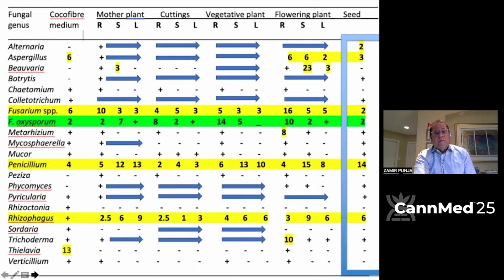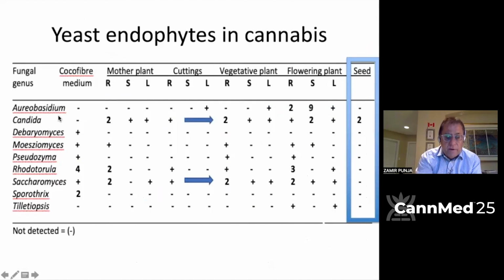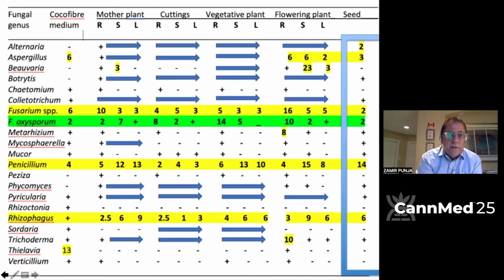So here's an overall summary, and this might look quite complicated initially when you first look at it. But what we've basically done is we've said, all right, here's the mother plant. These are the cuttings. This is the vegetative plant, flowering plant, and seed across the top. And R is root, S is stem, and L is leaf. Okay. And then as you go down, as you look on the left-hand column, these are the various genera that we identified listed in alphabetical order.